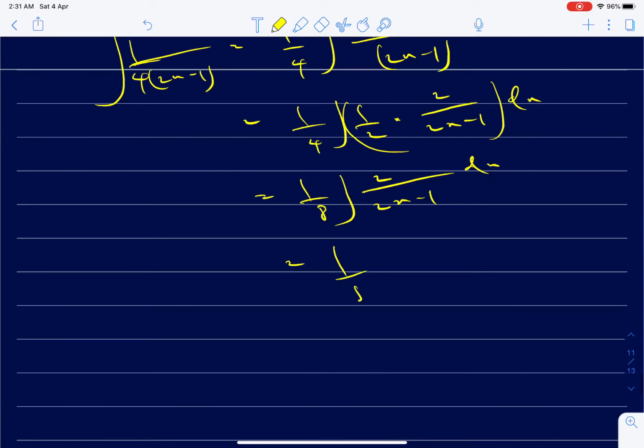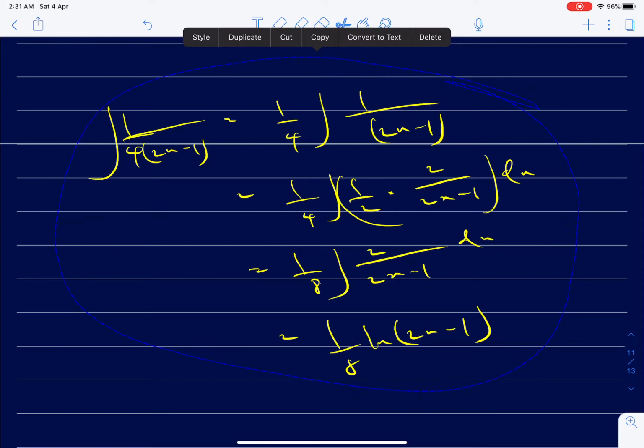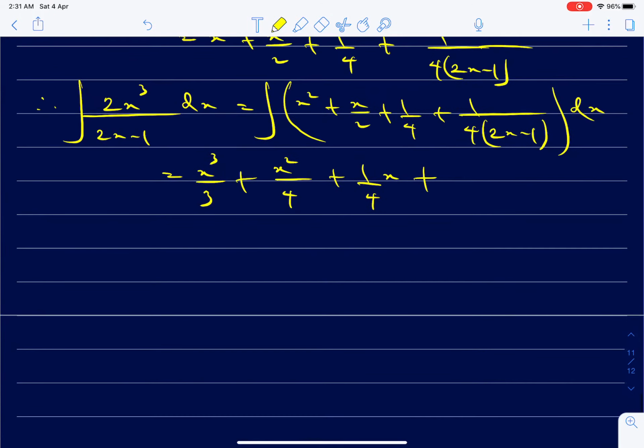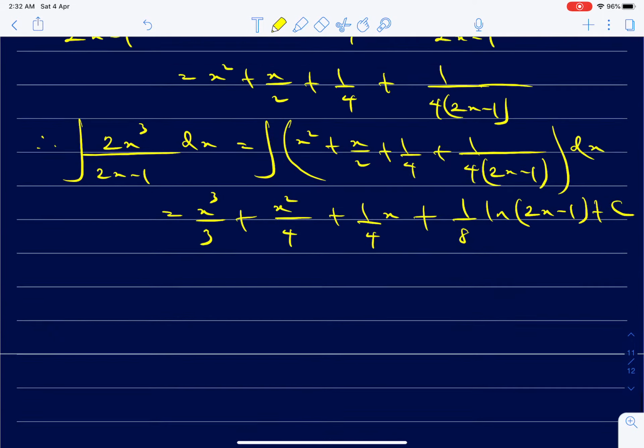which is the same as 1 over 8 ln of 2x minus 1. So that's just to show us how the answer is obtained. 1/8 ln 2x minus 1. So that's the answer. Plus 1/8 ln 2x minus 1 plus c. And that's the answer simply.